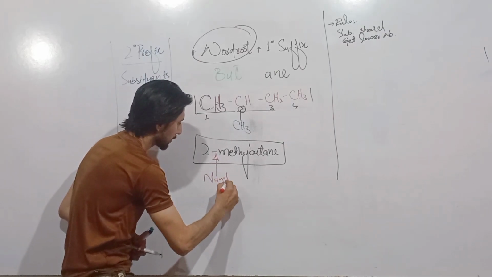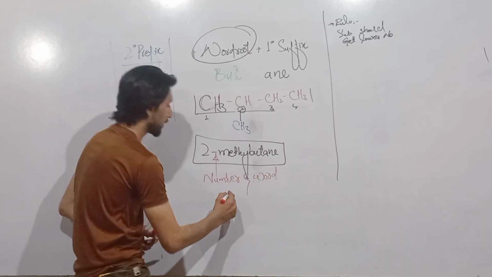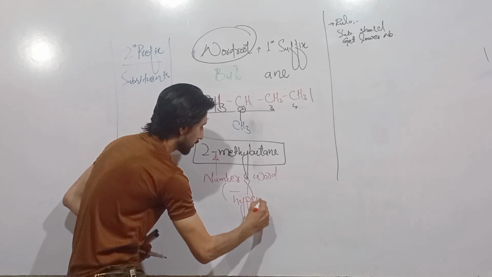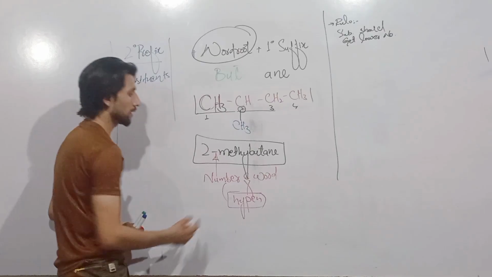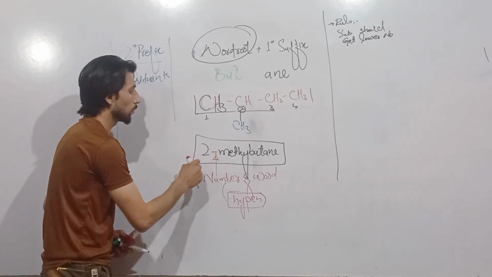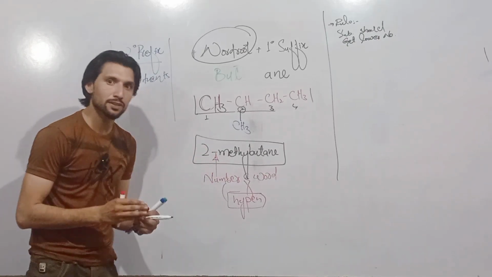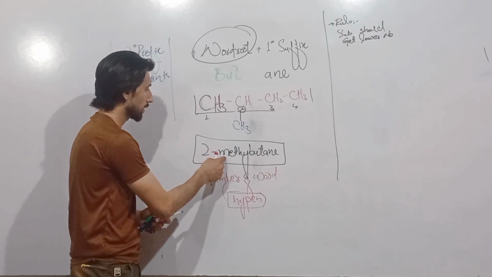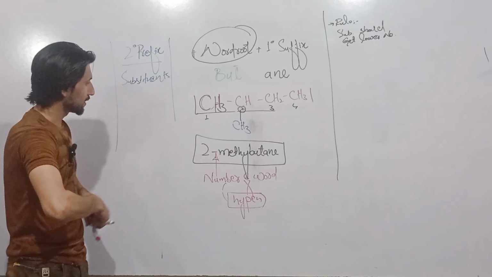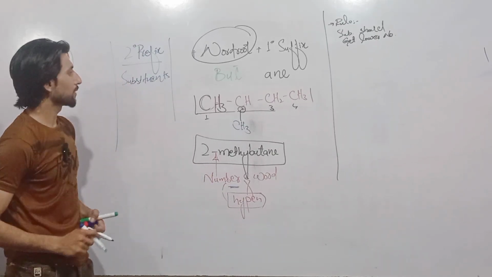Between a number and a word we write a hyphen. In IUPAC nomenclature, between a number and a word, we put a hyphen to give space between a word and a number. We must put a hyphen. This dash is called a hyphen, and we must put it between them.